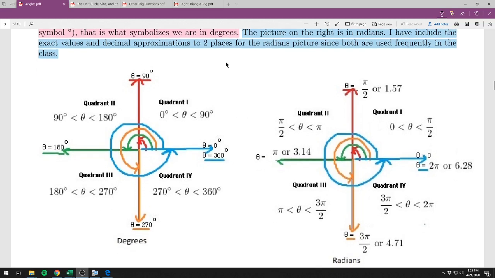Once again, this is preliminary stuff, but you could be asked pretty much only one thing based on this picture. If I give you an angle, what quadrant is it in, and you want to draw this picture. We will do plenty of examples. I'm not just going through notes here, I'm going to do plenty of examples, but I wanted this stuff at the beginning of the notes.